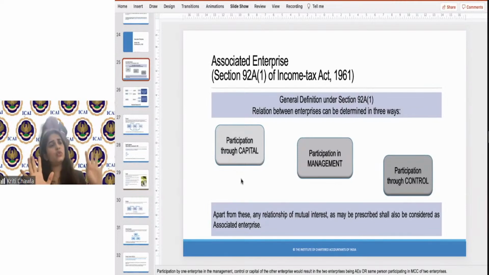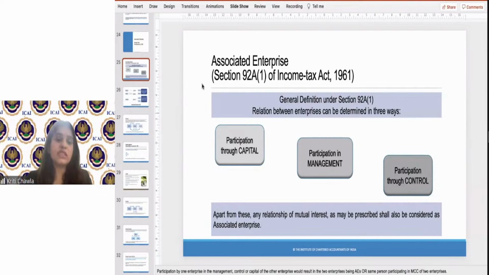But Section 92A is a very, very generic definition. It's very general, and it just says that if one enterprise, as in a company A, participates in the management, control, or capital of another enterprise, then these two enterprises will become related to each other. And what happens if they're related to each other? Well, transfer pricing provisions will be applicable, and you'll have to make sure that these two enterprises are transacting at something called arm's length price.